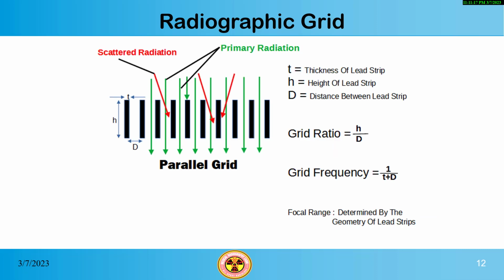This figure shows a simple grid. In this figure, lead strips are shown in black, primary rays in green, and scattered rays in red. In this, the lead strips are parallel to each other. Small t denotes the thickness of lead strips, small h denotes the height of lead strips, and capital D denotes the distance between lead strips. Grid ratio equals small h by capital D, and grid frequency equals 1 by small t plus capital D.